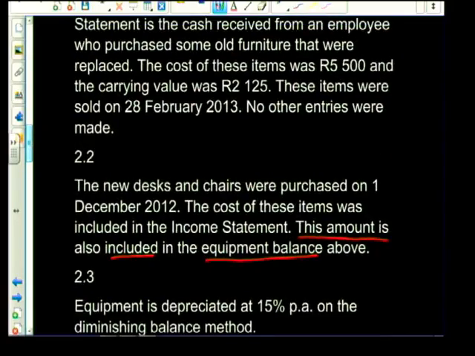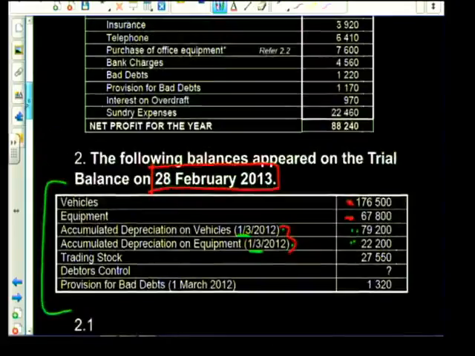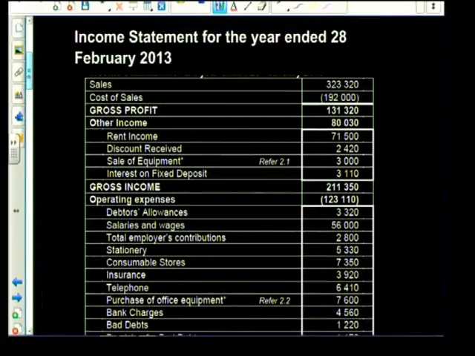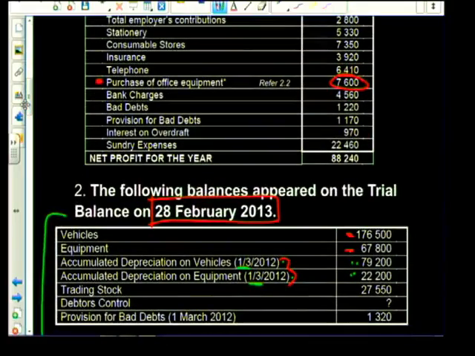So the amount of the desks and chairs that were purchased is included in the equipment balance above. So we bought them during the year, so that means we didn't have them at the beginning of the year. So if we look back at this incorrect income statement that the inexperienced bookkeeper prepared, here is our purchase of office equipment.